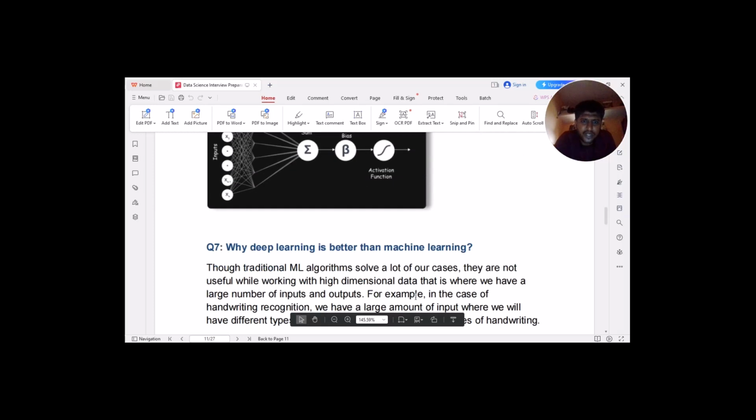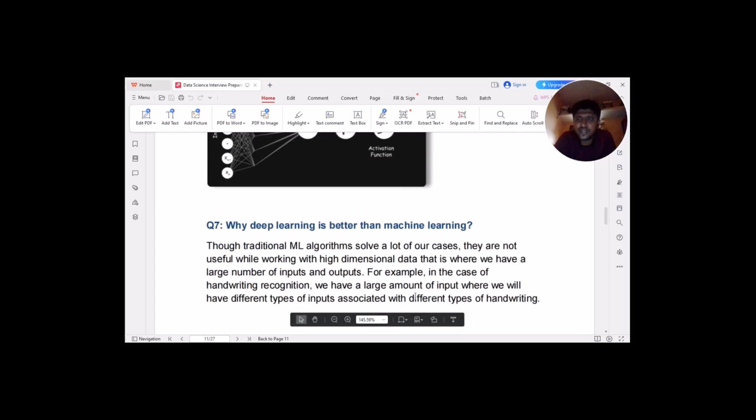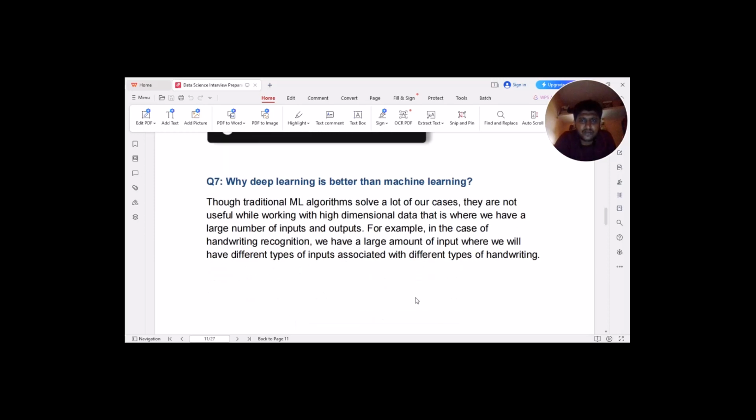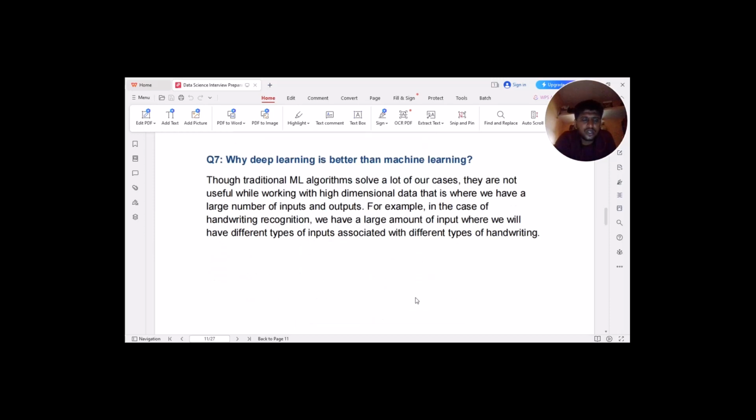Okay. So why is deep learning better than machine learning? They might ask why you think that deep learning is better than machine learning. Though the traditional ML algorithms solve a lot of our cases, they are not useful while working with high dimensional data. When it comes to 4D, 5D, 6D, then these traditional ML algorithms can't perform well.